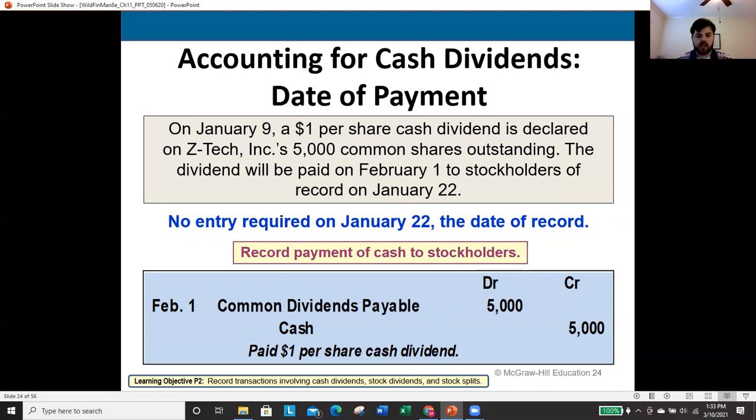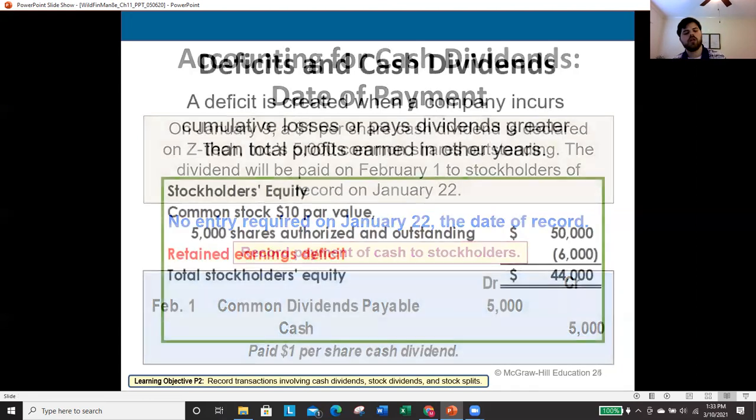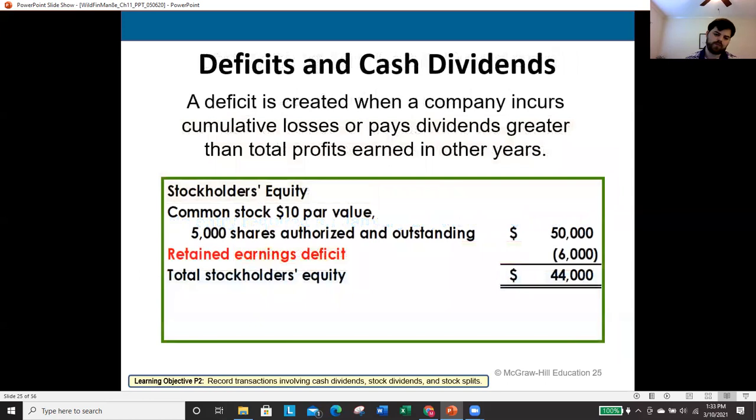Now, one thing to mention here is that you'll notice this is declared on the 5,000 common shares outstanding. If I had treasury shares, those I would not be paying the dividend on. I don't pay a dividend to myself, and treasury shares are shares of stock that are owned by the company that issued the stock to begin with. This is when we rebuy or repurchase our own stock. So we would not pay a dividend to the company for that. So those shares never receive a dividend. It is only those shares that are actually outstanding to people outside of the organization.